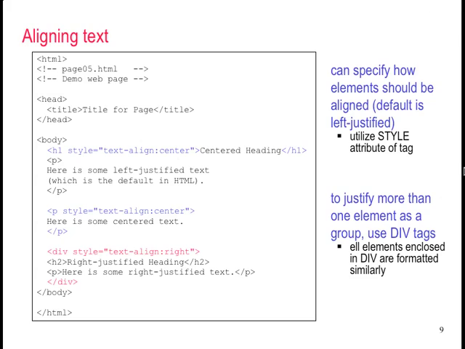So you can use a style tag. You can utilize the style in terms of the attributes of the tag. To justify more than one element as a group, you can also use div, in terms of division, if you want to keep it as a grouping tag. So all elements enclosed in the div are formatted in a similar way. So let's take a look at the code here.